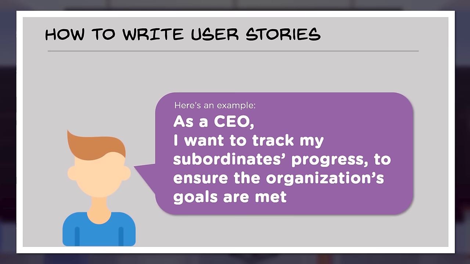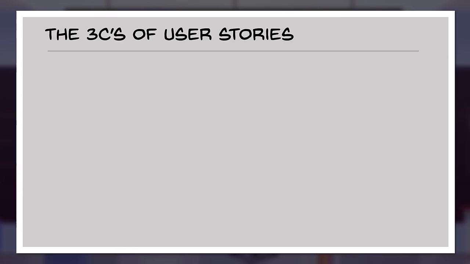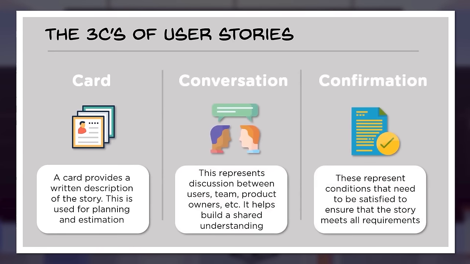It gives certain visualization: what kind of users are there and what they need. So the moment you write the user stories, you should visualize that role. It is very important. There are three C's of user stories, which we call card, conversation, and confirmation. When we say card, the card provides a written description of the user story. What do I mean by written description? The same user story we just saw as an example.